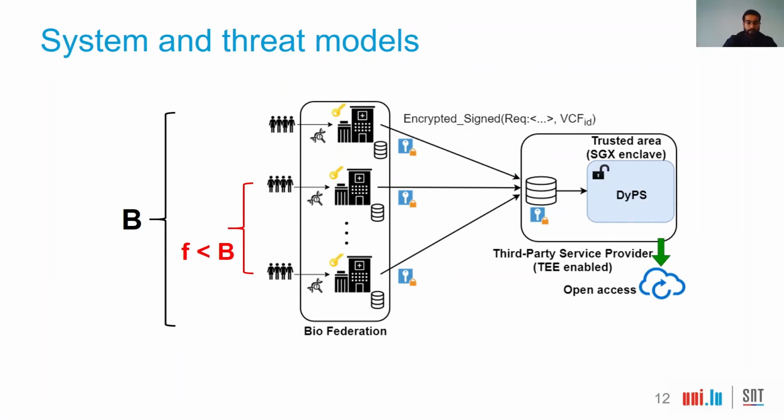Now let's discuss in more detail the system and threat models of DyPS. We assume a federation with B biocenters, where F, strictly smaller than B, biocenters might collude to attack the final results. In addition, each biocenter sequences new people at a different pace. Before sharing their genomic data, they will encrypt and sign the data before sending it to the enclave. In the enclave, the data is securely stored and decrypted only in the trusted area where DyPS runs its protocol and defines a safe batch of requests to be used.